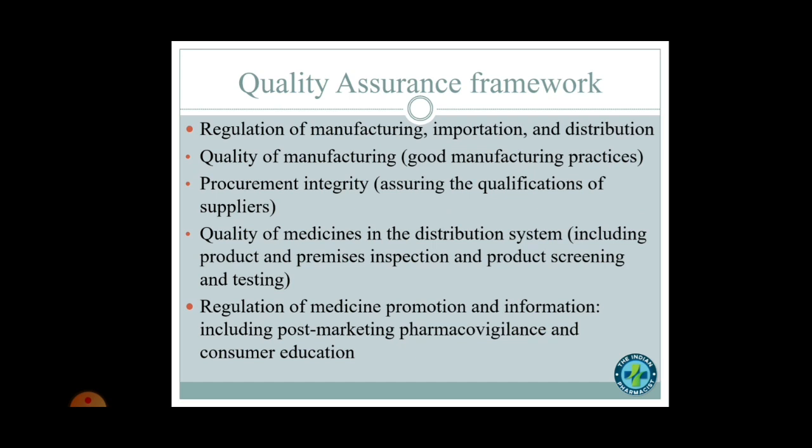These include quality of manufacturing, that means GMP. A plant which is involved in the manufacturing of a product that is supposed to export to some other country should qualify as per the standards of that importing country. Procurement integrity, that is assuring the qualifications of supplier, that means whosoever supplier it is, it should be qualified, validated and should be complying with the GMP requirements.